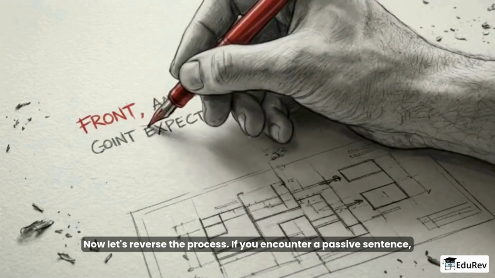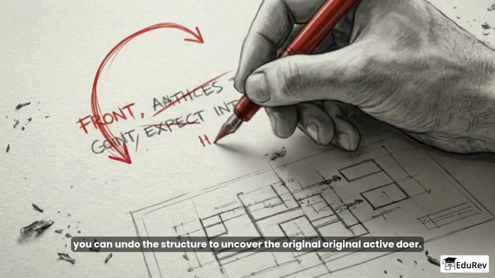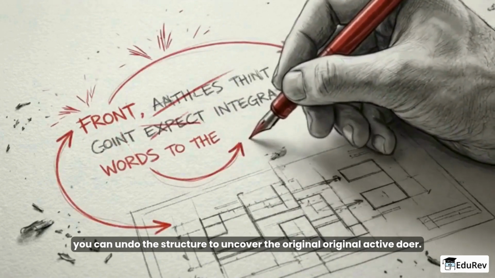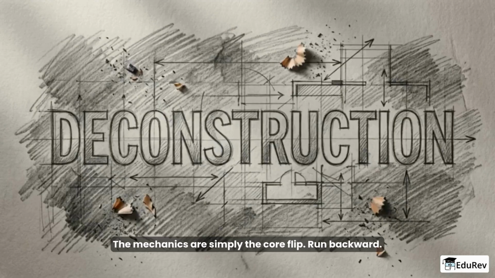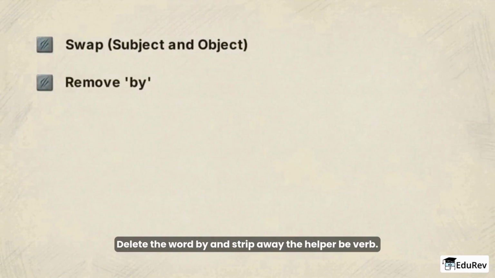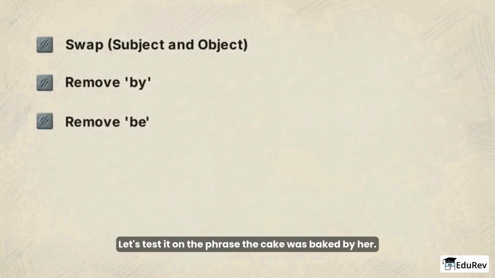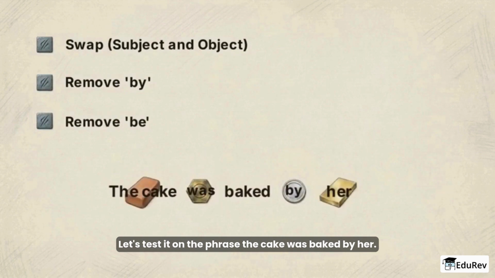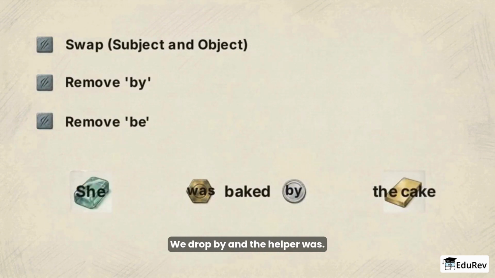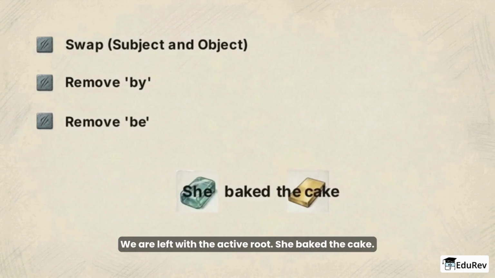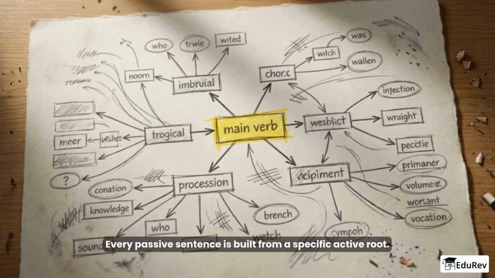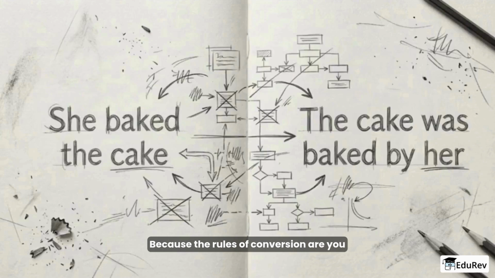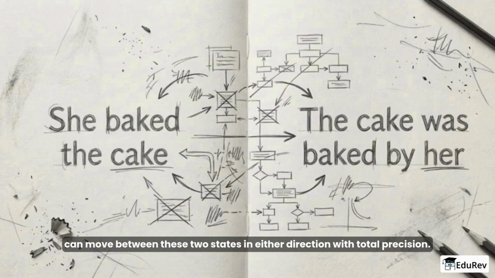Now let's reverse the process. If you encounter a passive sentence, you can undo the structure to uncover the original active doer. The mechanics are simply the core flip run backward. Swap the subject and object, delete the word by, and strip away the helper be verb. Let's test it on the phrase, the cake was baked by her. We move her to the front as she. We drop by and the helper was. We are left with the active root. She baked the cake. Every passive sentence is built from a specific active root. Because the rules of conversion are symmetrical, you can move between these two states in either direction with total precision.